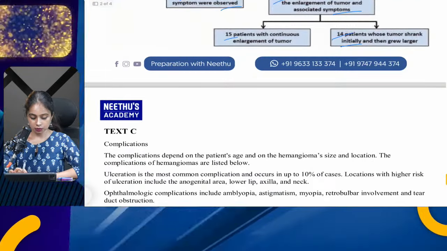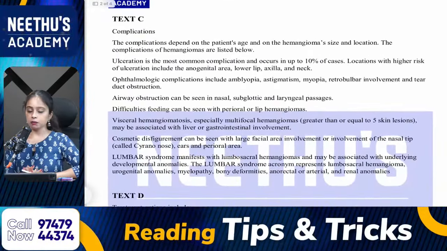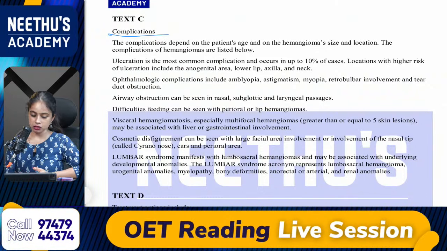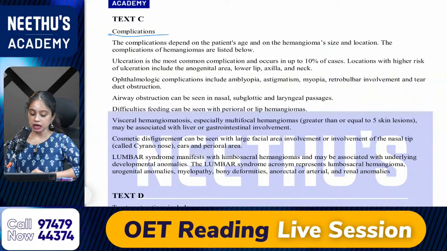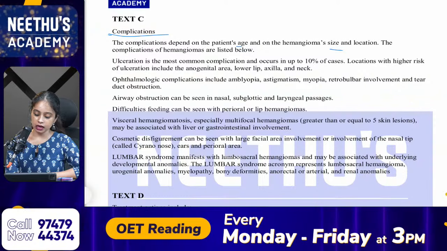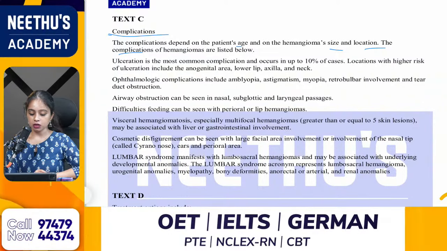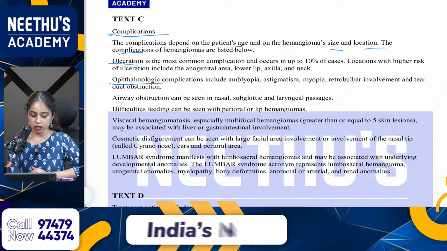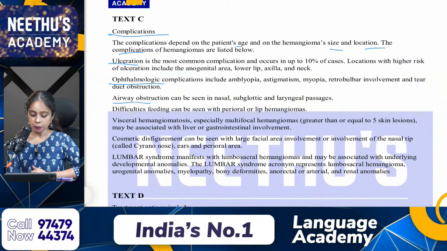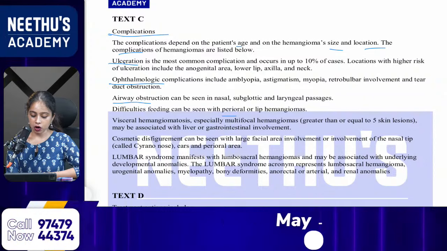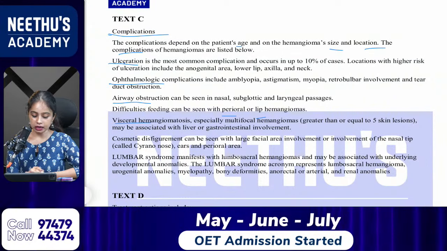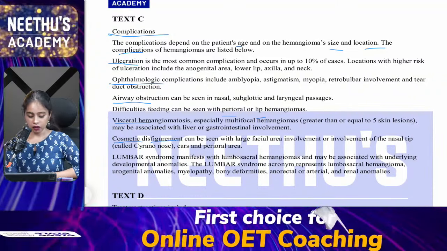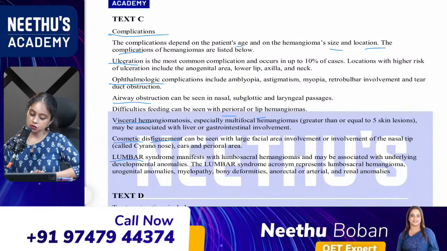Okay, so text C is all about the complications. So you can mark first of all the title, complications. What are the complications? What are the risk factors? The complications depend on the patient's age and on the hemangioma size and location. The complications of hemangiomas are listed below. What are they? Ulceration, ophthalmologic complications, airway obstruction, difficulties feeding, which can be seen with perioral or lip hemangiomas, visceral hemangiomatosis, then cosmetic disfigurement, then what else? Lumbar. Okay, so these are the complications which they have mentioned here.